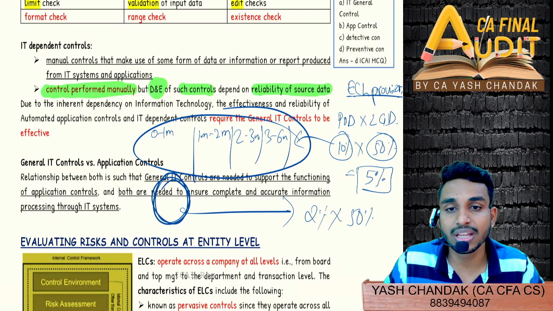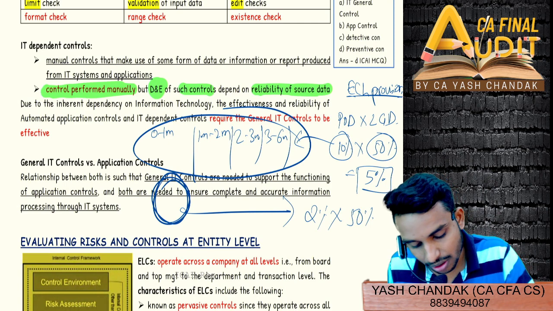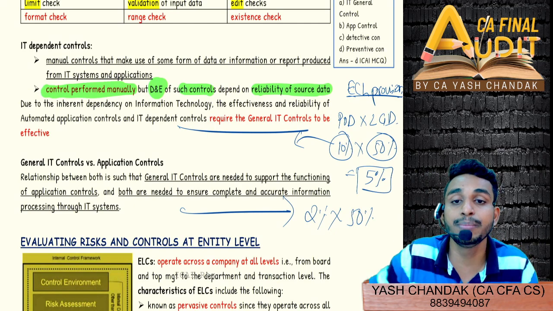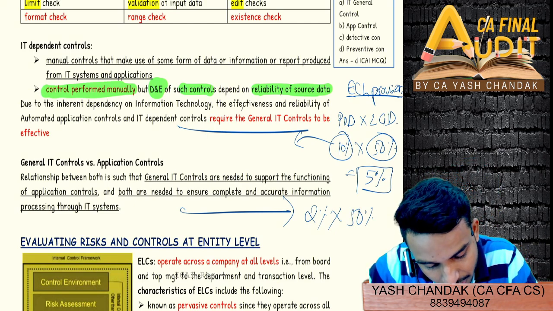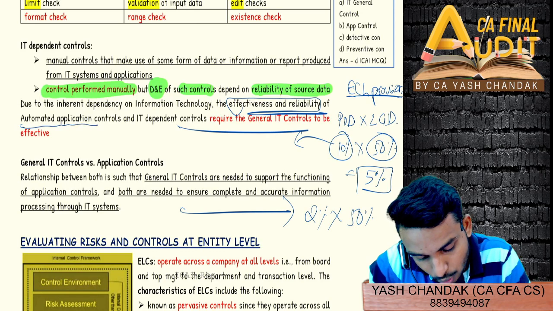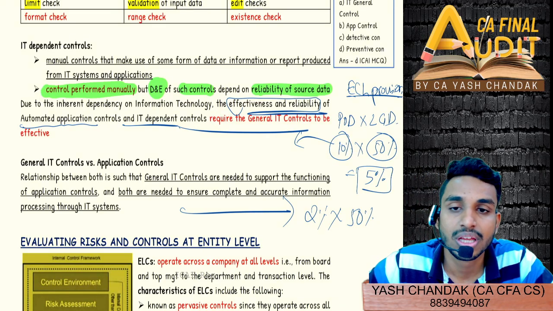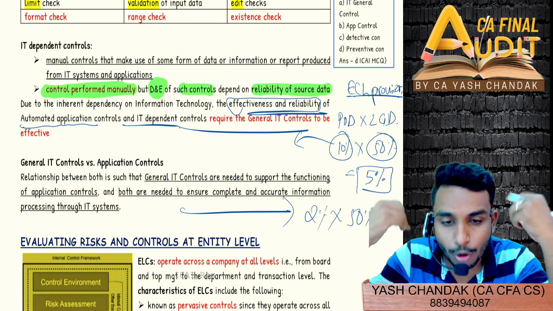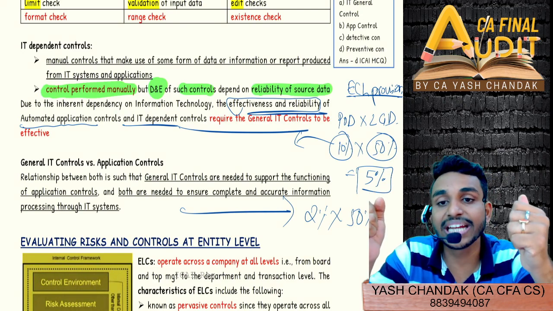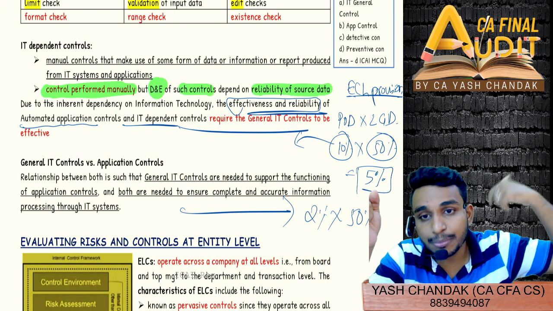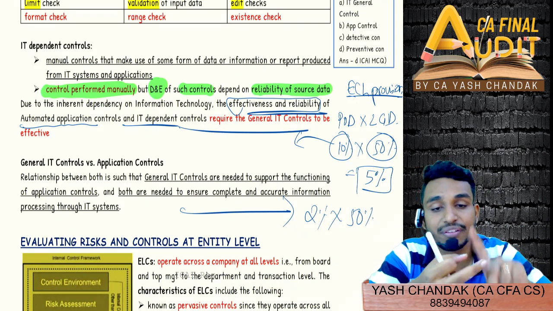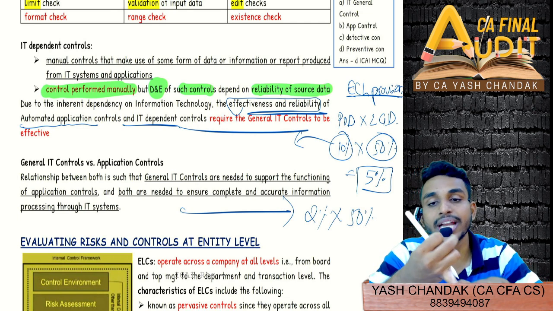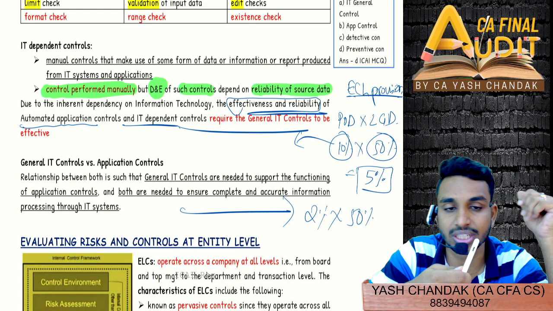So that is what they are saying, that it requires the general IT controls to be effective, because if general IT controls are effective, then all this source data that we are getting will be reliable. And since effectiveness and reliability of automated application controls is of utmost importance, general IT controls also need to be very much effective. So again, controls are performed manually, yes. Design and effectiveness will depend on reliability of data. Reliability of data can be derived from the effectiveness of the automated application controls. IT dependent controls therefore require the general IT controls also to be effective.